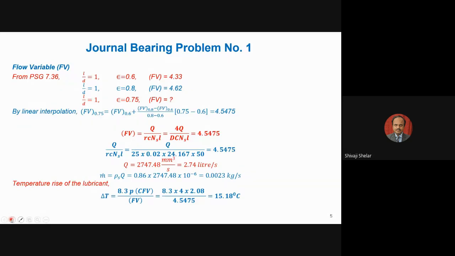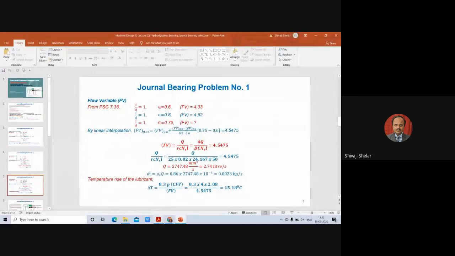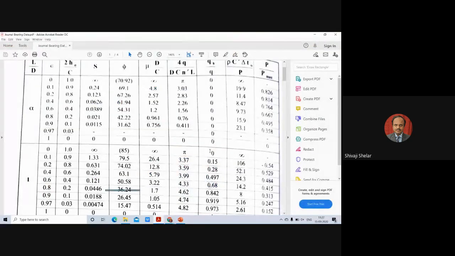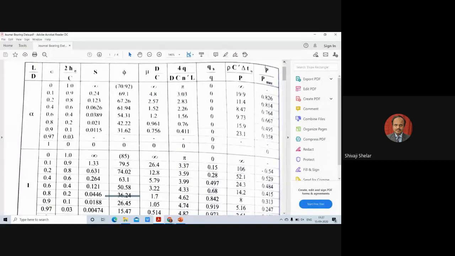Next, we are doing the calculation of the flow variable. Again, we are referring to the table, L by D equal to 1 and epsilon equal to 0.6, and we are determining the flow variable component. I am showing, so at 0.6 this value is 4.33, and at 0.8 it is increasing and coming to 4.62. Then what is the value at 0.75? That value I am showing here. Now we are checking out the flow variable. The flow variable column is this column.